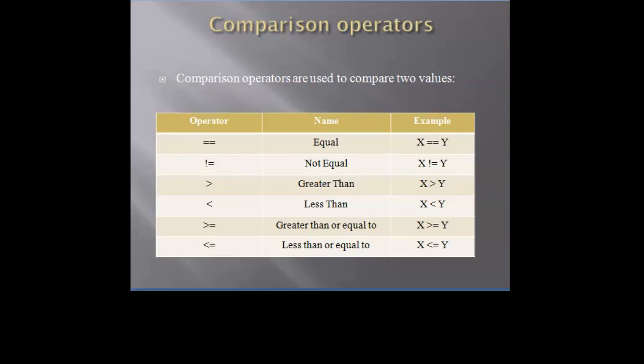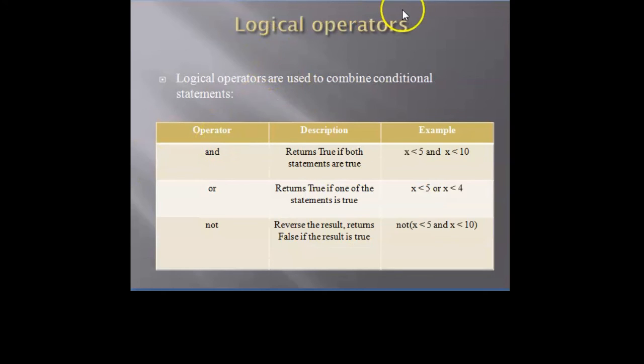And we come to logical operators. Logical operators are and, or, not. Basically, this is what it means. If you are using the and operator, and both conditions are true, then it will return true. In the or condition, if any one condition is true, it will return true. Not reverses the result: if the result is true, it returns false; if the result is false, it returns true.